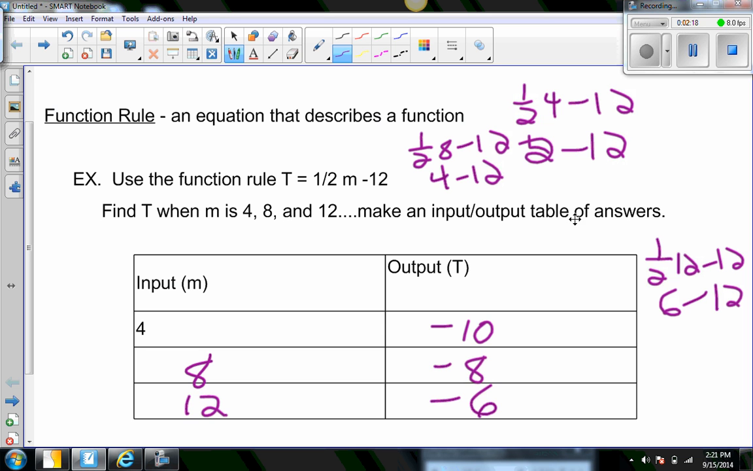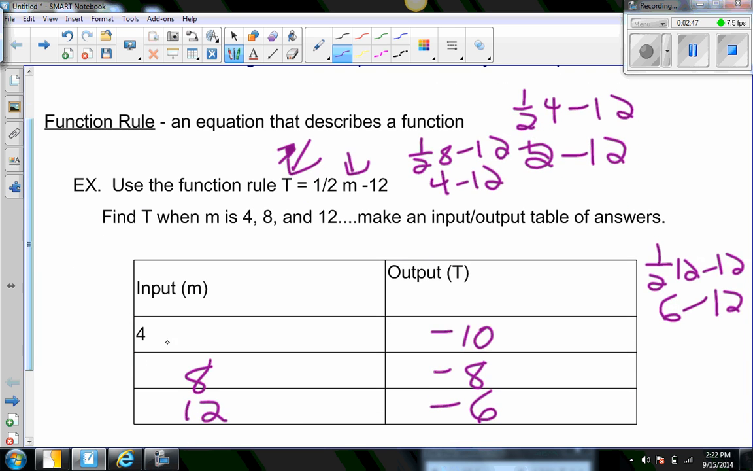So all we're doing is plugging in inputs. So here I'm plugging in an input, which is right there, and I'm getting out my answer, my output, which is right there. So inputs, outputs. So I shouldn't be able to plug in 4 again and get a different answer than -10. If 4 is my input, then -10 has to be my output. You can't get something different. That's what makes it a function.